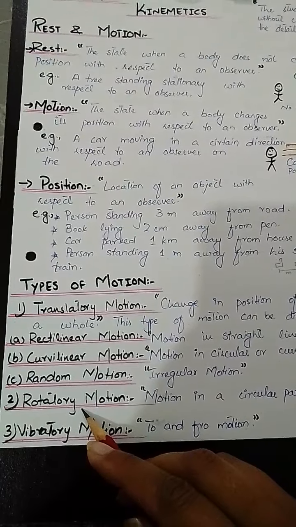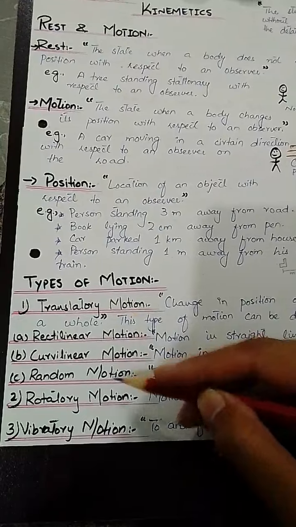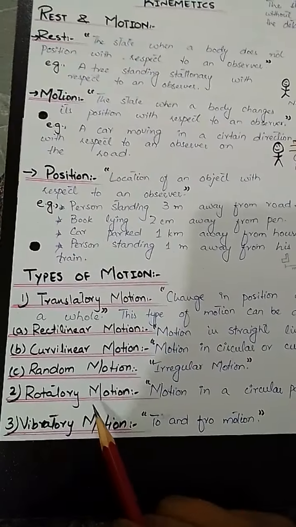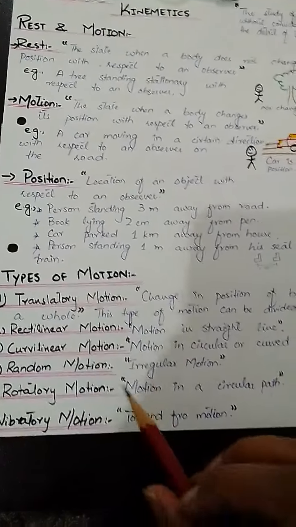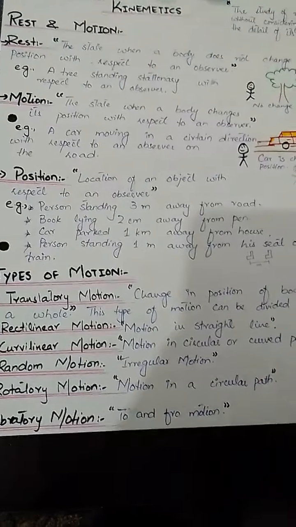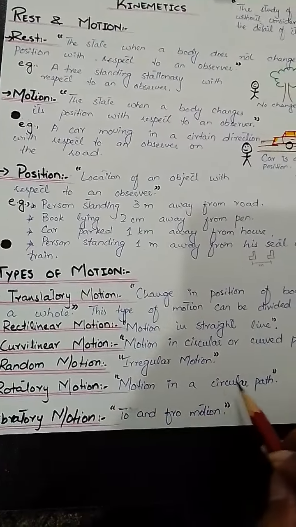Second is rotatory motion. Remember that those 3 were the types of translatory motion, and we have covered translatory motion. The second type is rotatory motion, which is definitely motion in a circular path. So, what is the difference between curvilinear motion and rotatory motion?